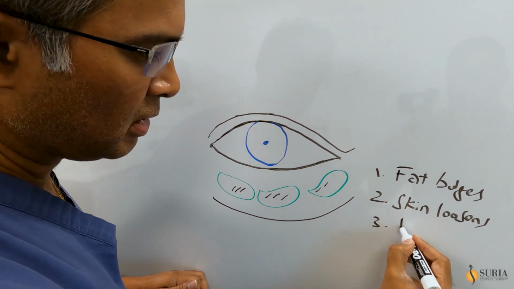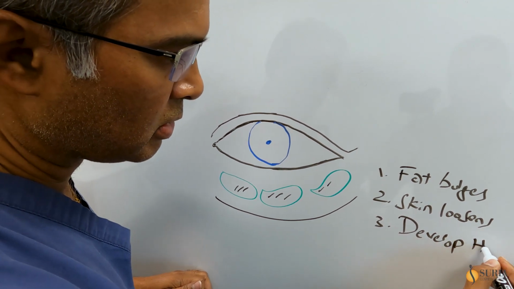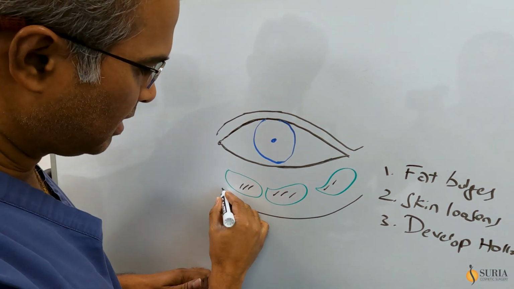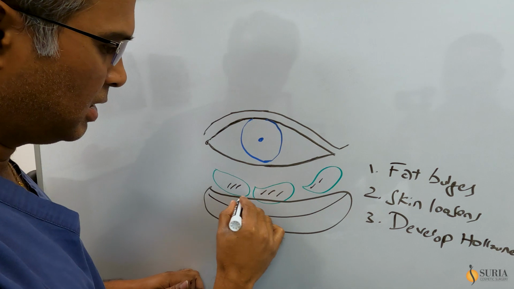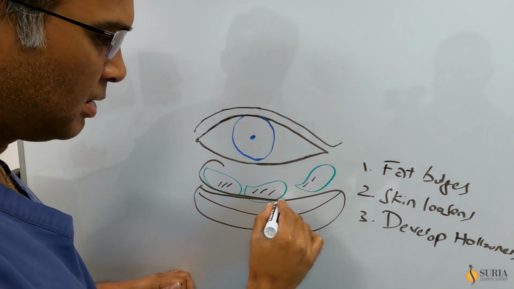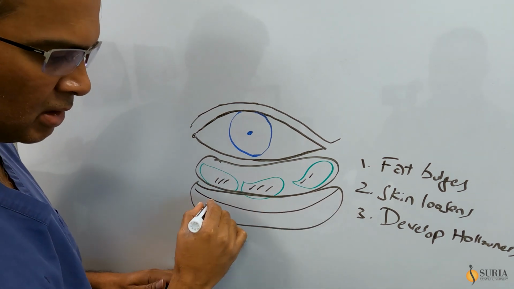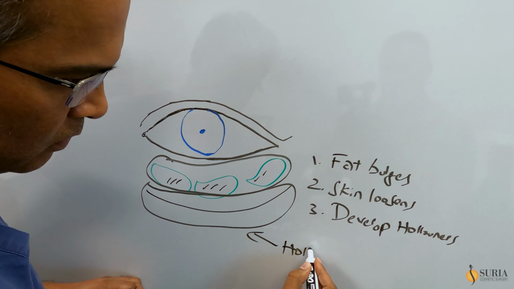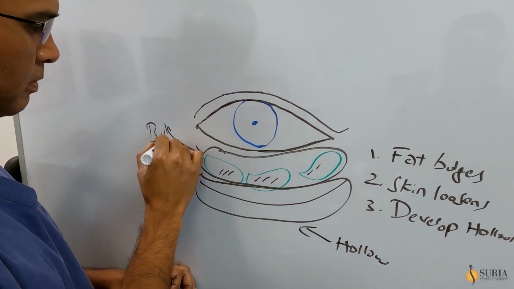The third thing is that we develop hollowness. So all of this general area becomes hollow. This area up here, because of the fat, will bulge. The area below it is going to become hollow. So this is going to be hollow, and this area is going to bulge.